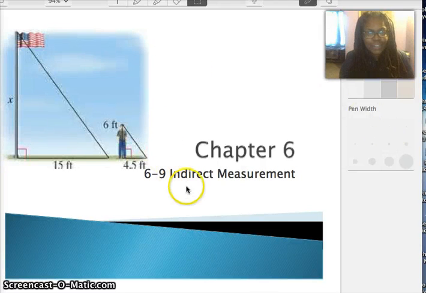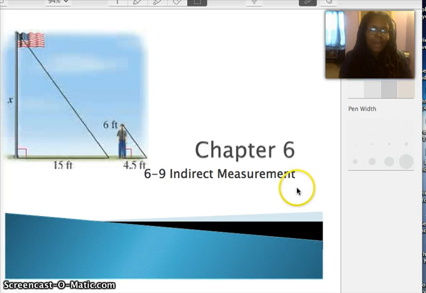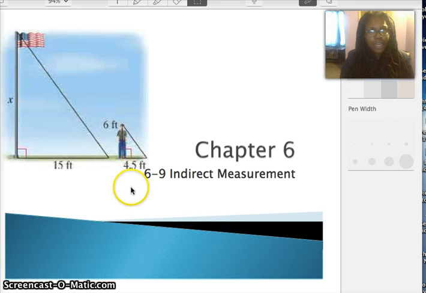Hey friends, we've reached the end of chapter 6, which is pretty cool. We're on indirect measurement, which gives us the power, using all the tools that we learned early in the chapter, to actually measure things that we can't measure straightforwardly.